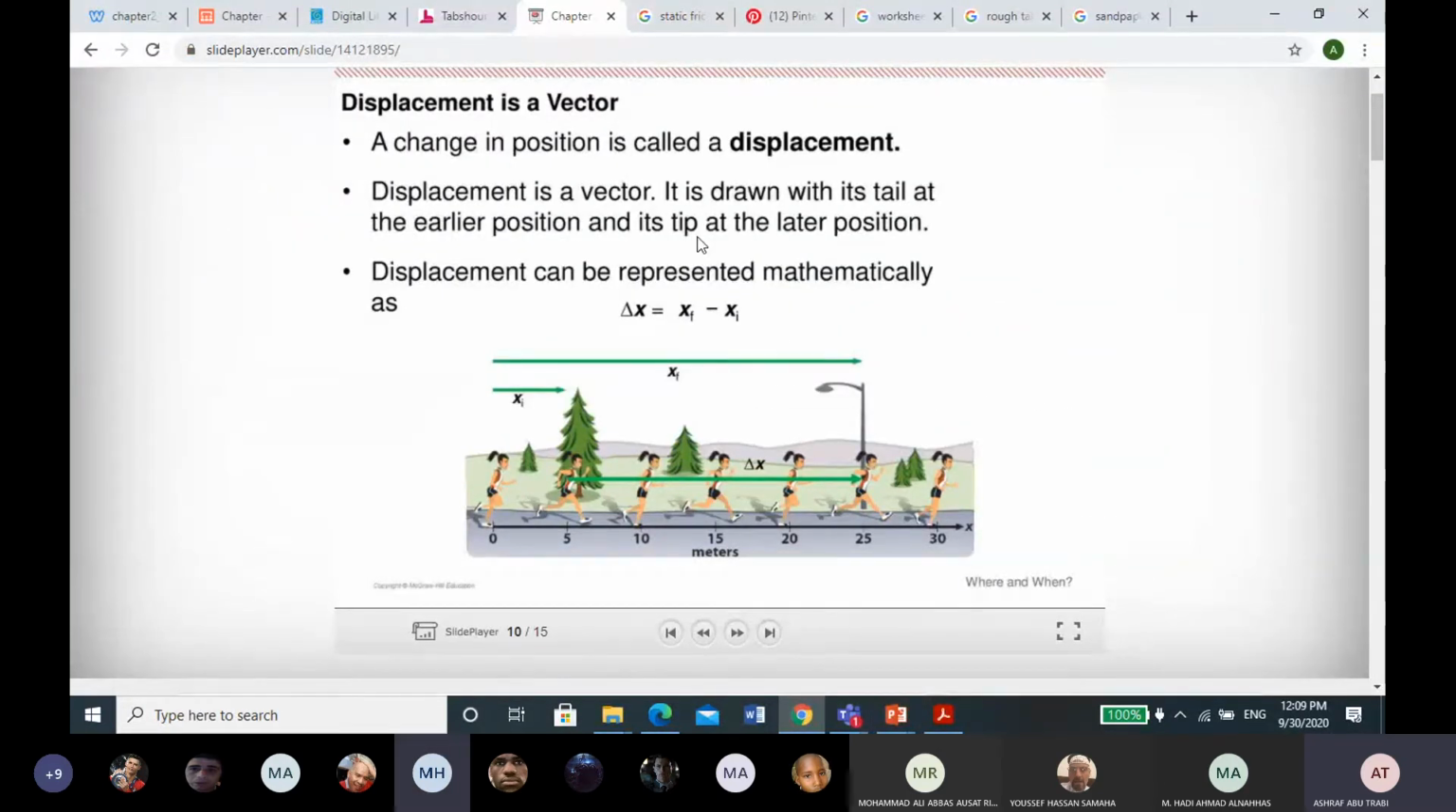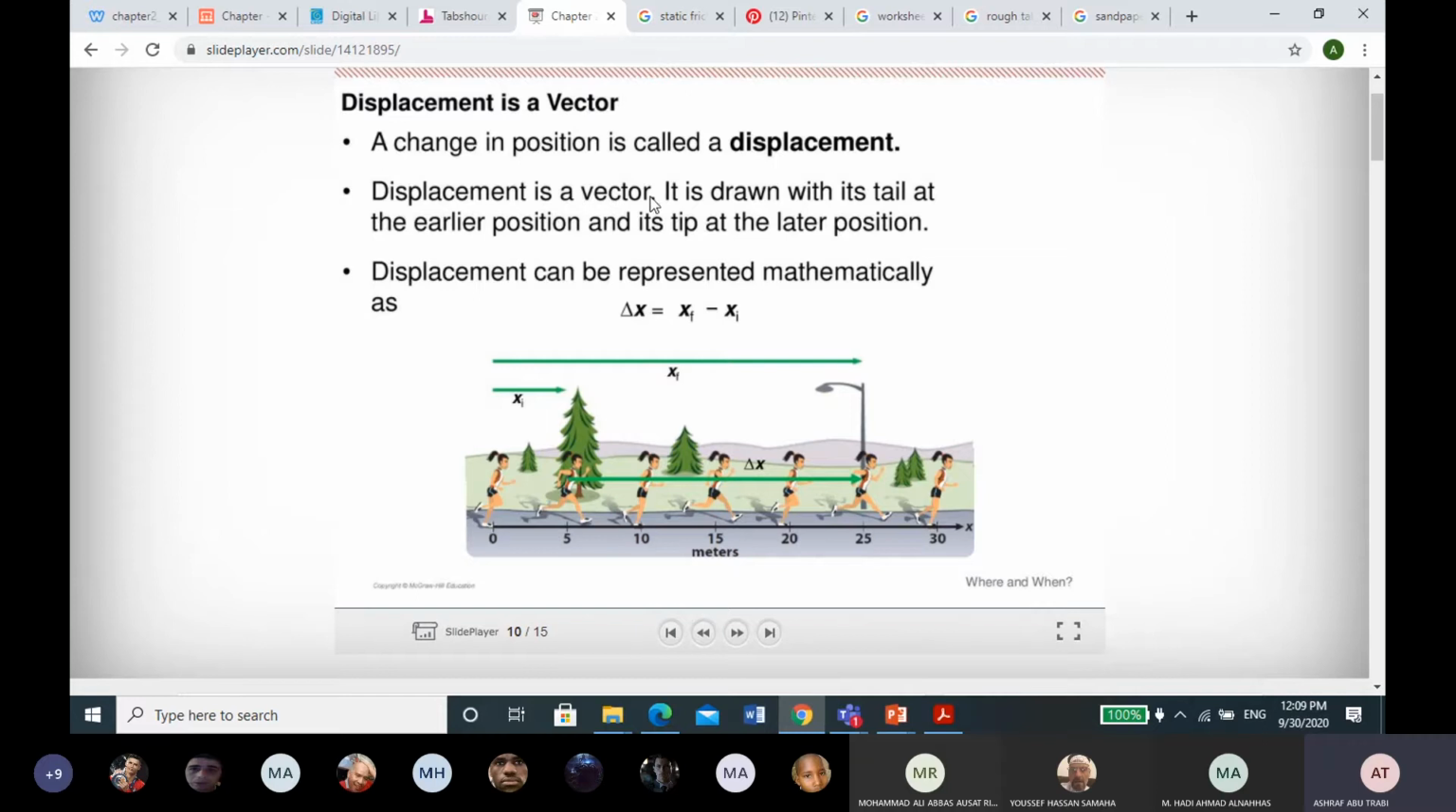So here, when I want to talk about displacement, please mute yourselves, you guys. First of all, displacement is a vector. Why is displacement a vector? Because it is a subtraction of two positions. The position is a vector and has a direction, so of course displacement will have a direction. So a change in the position is called a displacement.